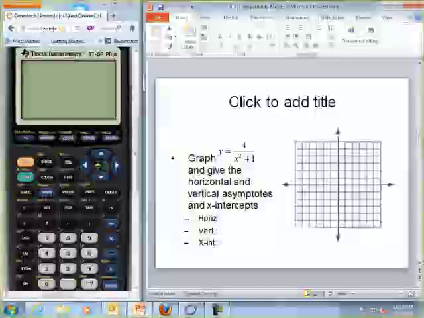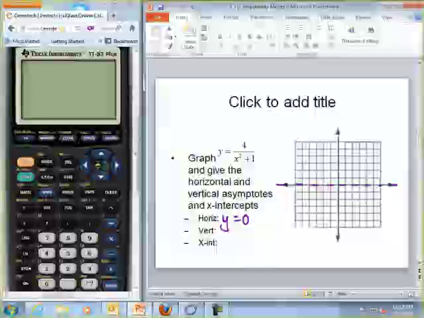The bottom has an x squared. The top doesn't even have an x. So if the bottom wins, what's our horizontal? Y equals 0. So we should, in this graph, have a horizontal asymptote at y equals 0.